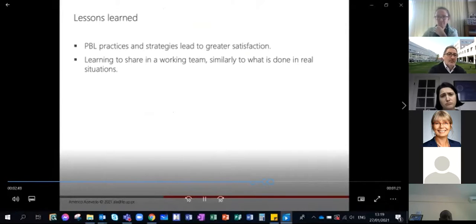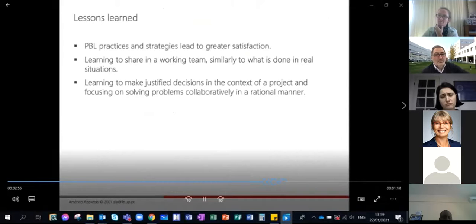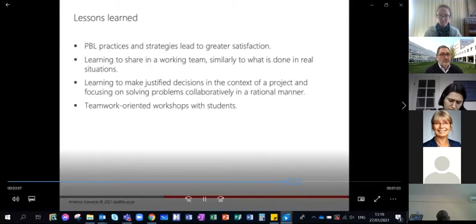In fact, students are able to meet the course goals by learning to share individual responsibilities in working teams like in real situations. They learn to make justified decisions in the context of a project with goals and milestones while playing different roles in a rational manner. It is essential to encourage teamwork-oriented workshops with students. It is also essential that they understand the need to implement mechanisms that enhance the synergies among various team members. In this context, the definition of organizational and operational rules, as well as decision-making mechanisms, are truly crucial.